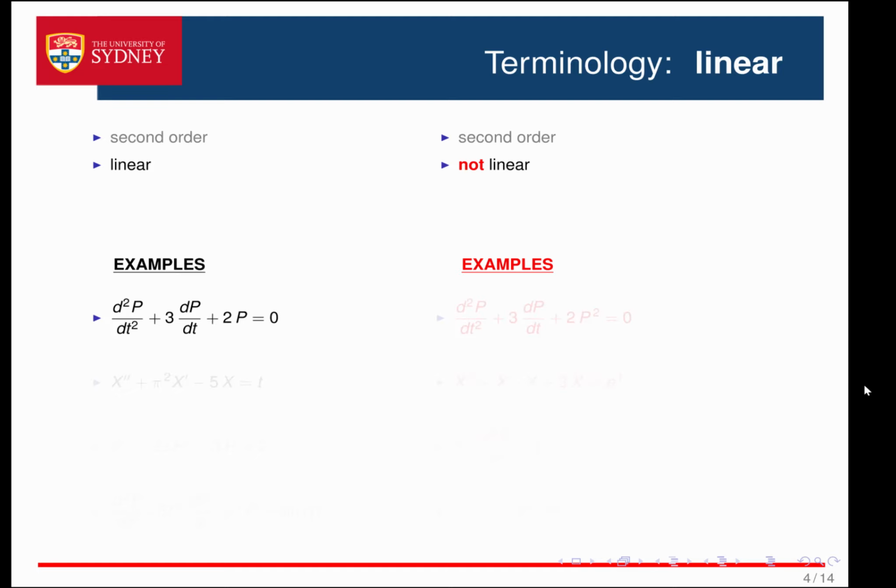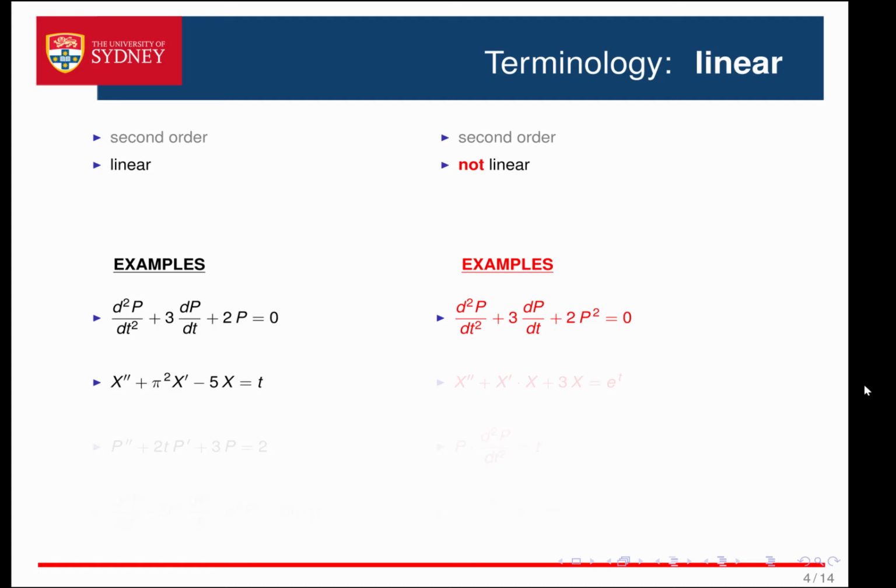This differential equation is linear because there are no products of p or its derivatives. All the relevant terms p, dp dt, or d2p dt squared never multiply each other or themselves. However, this DE is not linear because the term p squared is the product of the dependent variable p by itself, which is not allowed.